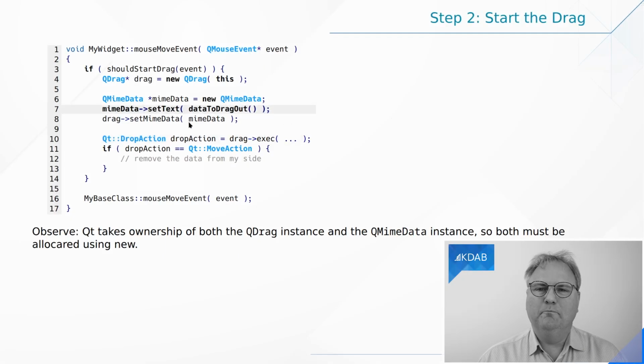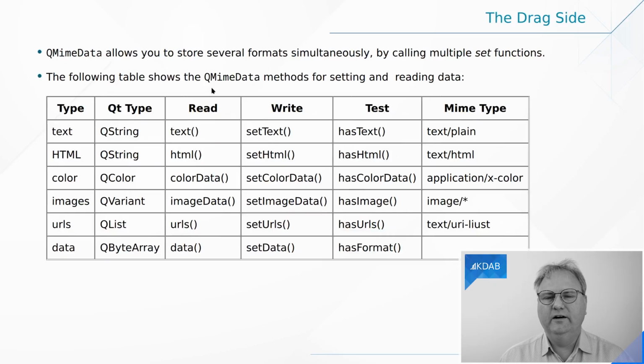Obviously, we can drag more out than just a text. We can drag out images and URLs and whatnot. And I have a table here for you that shows you the kind of things that are built into QMimeData. We can drag out text, HTML, color, images, URLs, and then of course your own data, as we'll see at the end of this section here.